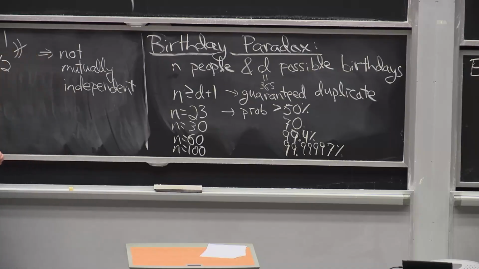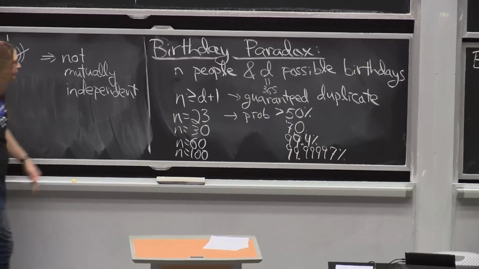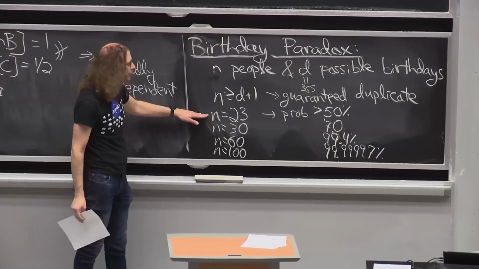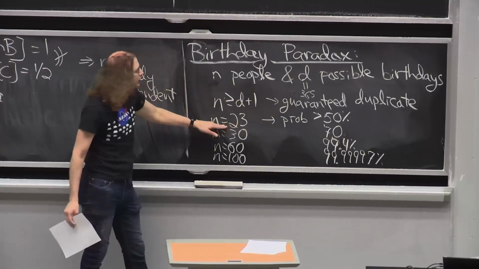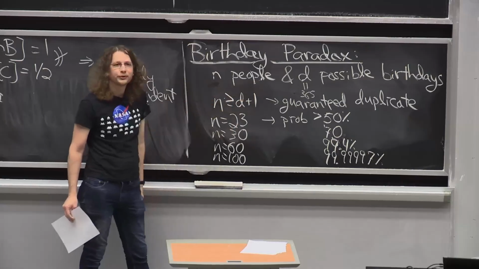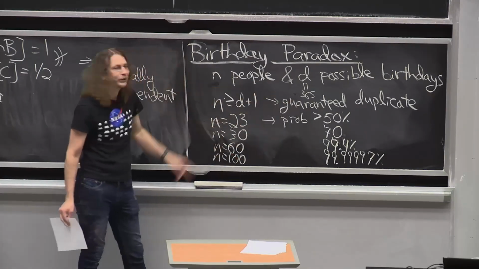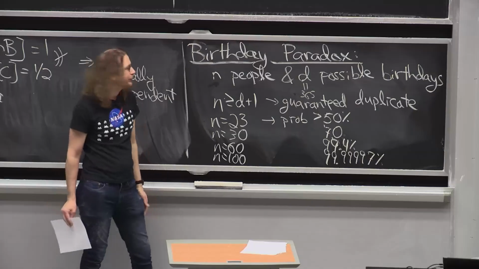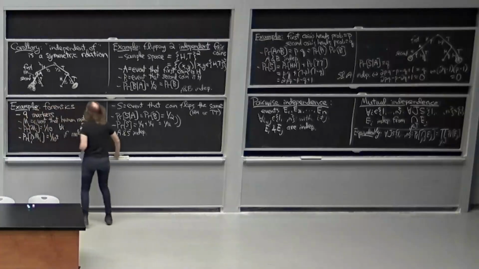OK, so the probability grows exponentially. But in particular, this break-even point is surprisingly low, 23 versus 365. It's a little bigger than the square root. It's like 1.2 times the square root of 365, which is about 23. So that's the surprise, the paradox. Let's compute it.